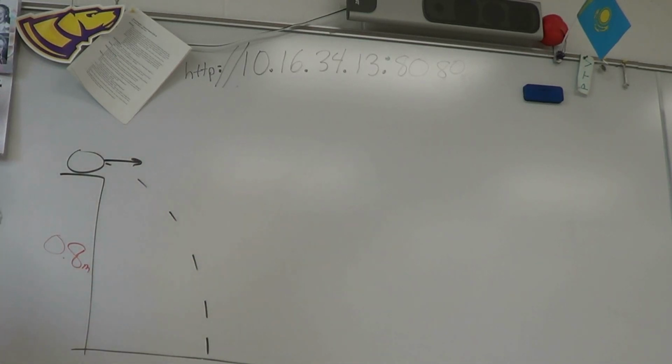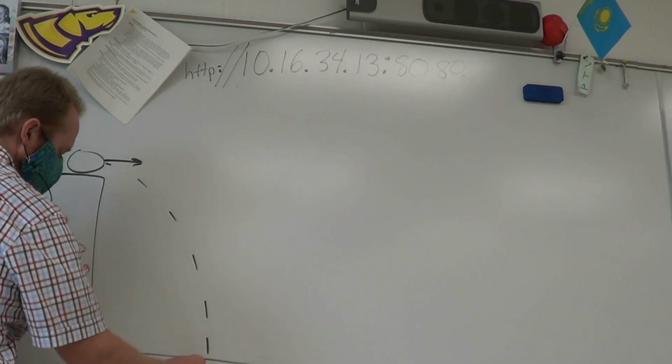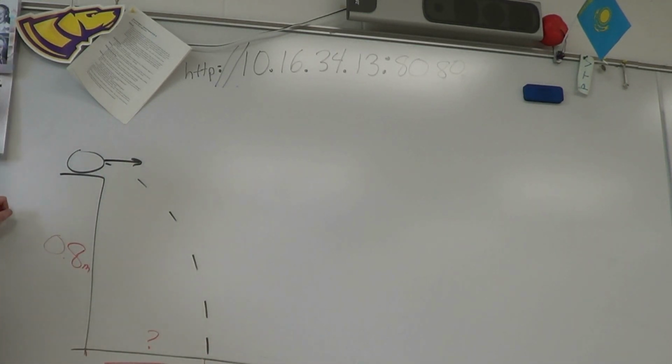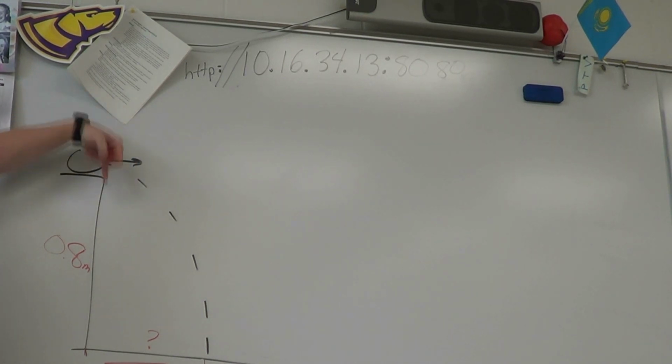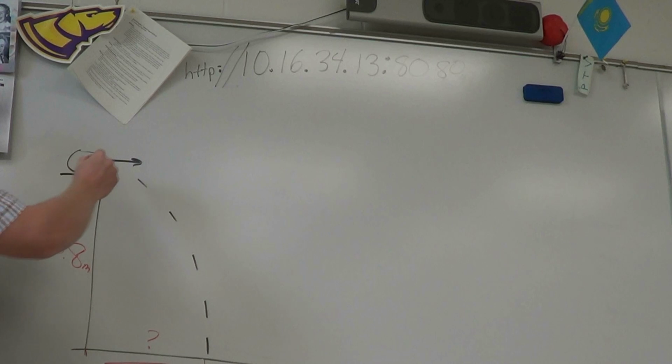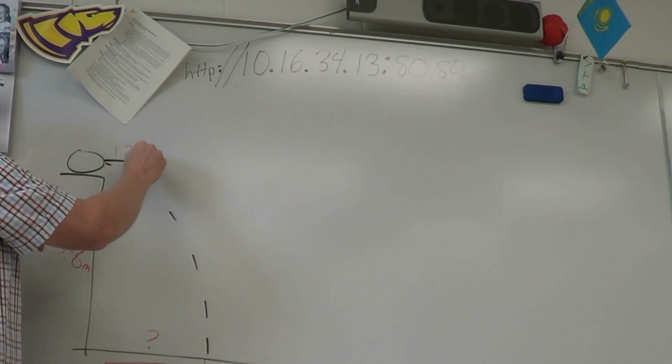Okay, how far from the edge? Well, now it's saying from here to here is question mark. And it says it leaves the table at 1.2 meters per second. Is that velocity in the x direction or y direction? Is that how fast the tennis ball is rolling in the x direction or in the y direction? X, right? So that's going to be there.